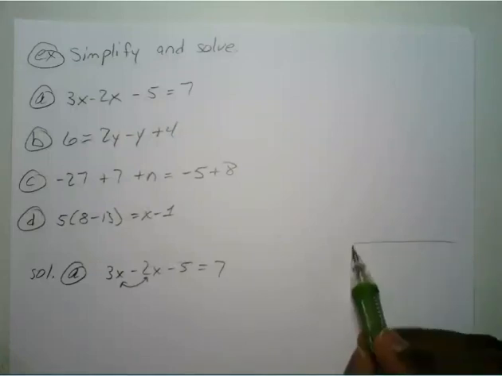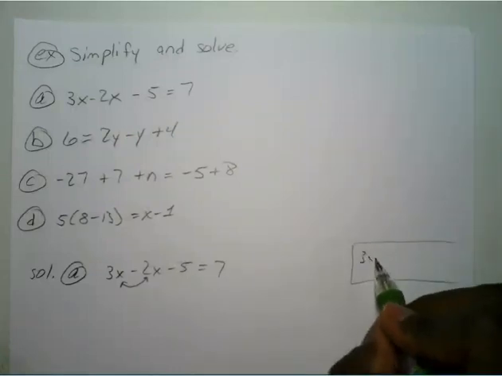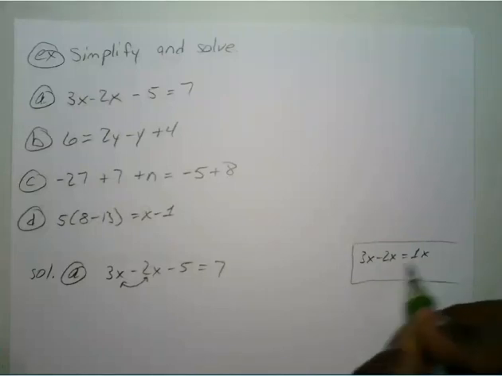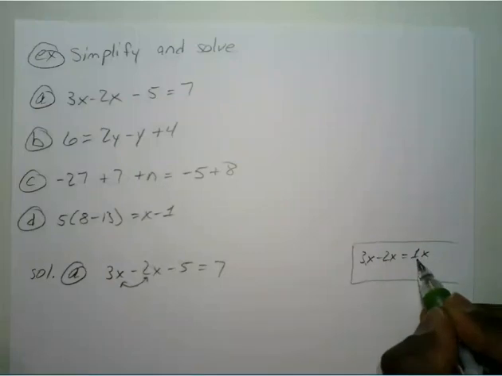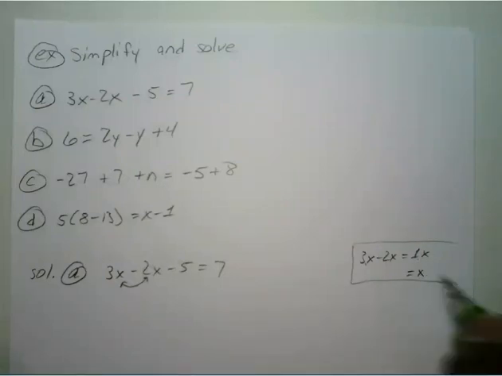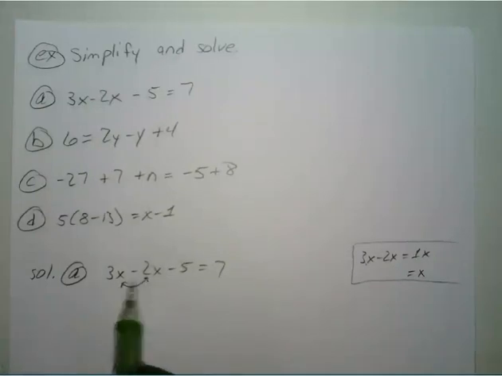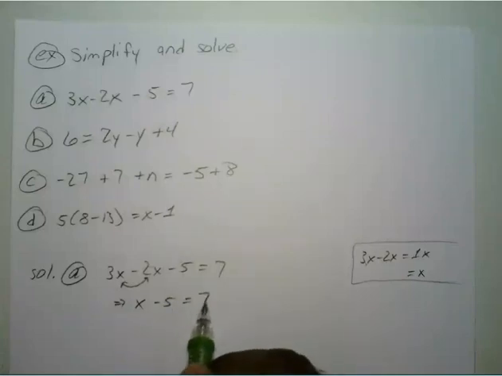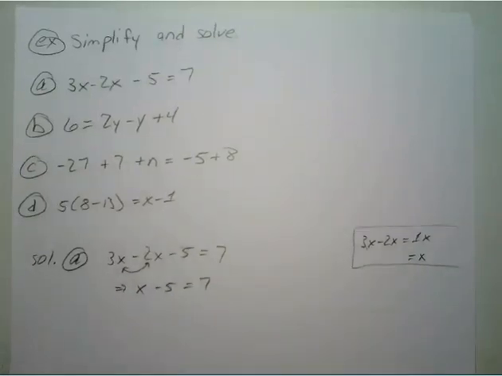Okay. So 3x minus 2x equals 1x, because remember, 3 minus 2 is 1. And 1x is just x. So 1 times x is just x, so we can leave it as x. So these two combine to give us x minus 5 equals 7. Okay, so we don't have anything else we can combine right now on the left or right side.